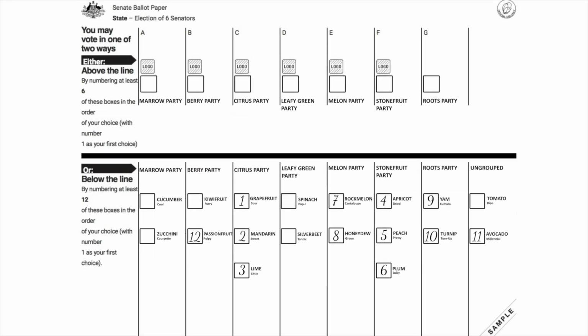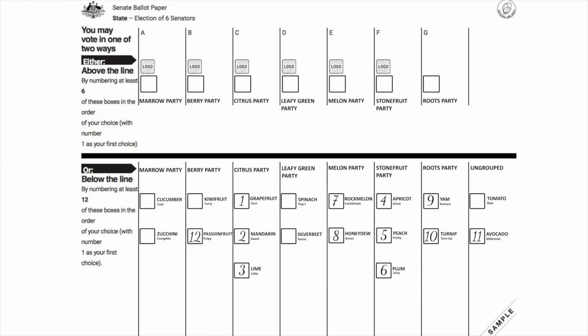Now I get to the berry party section, and they're going to be where my next preference goes. However, I actually don't like kiwi fruit, even though I am a Kiwi, like a New Zealand citizen, as well as an Australian citizen. I can't be Deputy Prime Minister of Australia. Fun fact. So I'm going to go ahead and put my number 12 vote next to passion fruit. Now the chances of passion fruit getting up ahead of kiwi fruit, very, very slim, but it's sort of just a principle thing for me at this point.